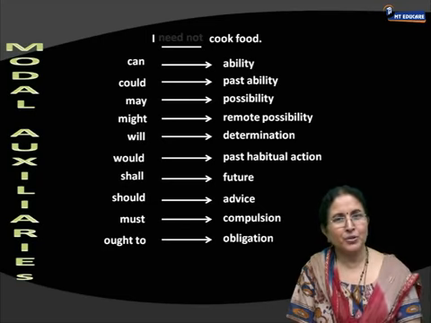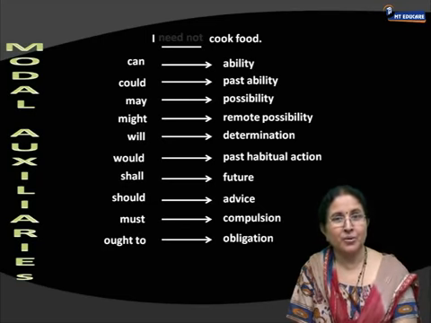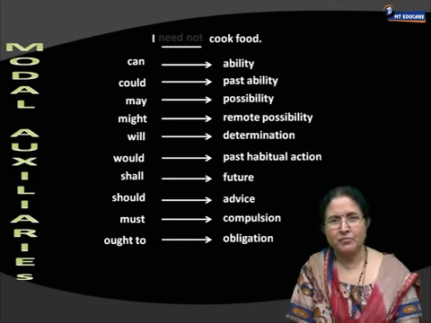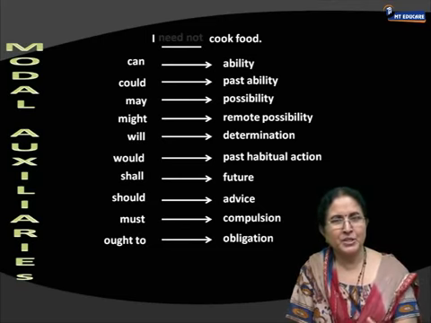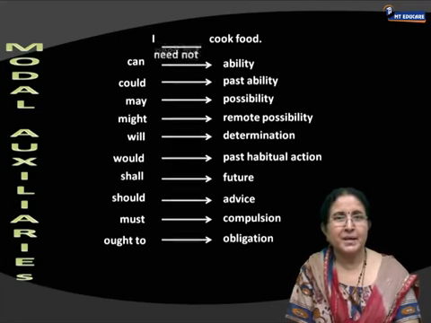Obligation comes from the heart. You give a rule to yourself. Oh, I ought to cook. I haven't been cooking at all. Every day somebody else has been cooking. I ought to cook food. A kind of obligation, a kind of a duty sort of, you have towards the people you love. Right. Now we go to the next one.